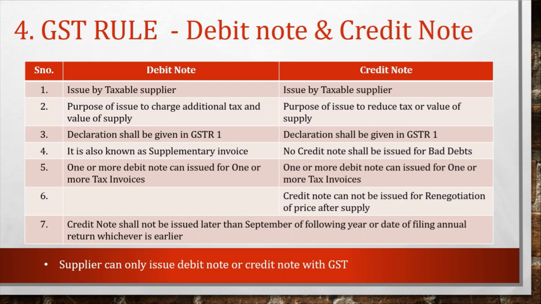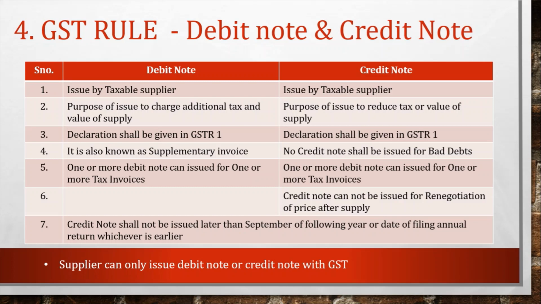Okay, a debit note or credit note will be issued based on the place of supply. It may be IGST, it may be CGST or UGST or SGST. The same information of the debit note will be given in the GSTR-1. One or more debit notes can be issued against one or more tax invoices. So these are the provisions.